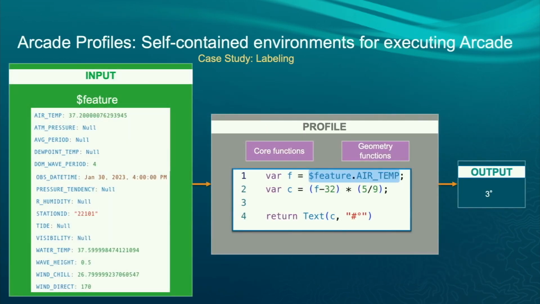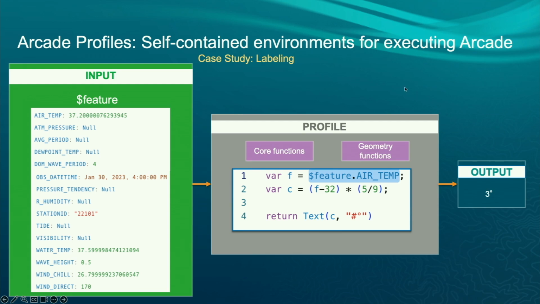So just to give you an idea of how the function bundles and profile variables work within a profile, we'll take a look at this case study in the labeling profile. So our input, this dollar feature, that's our profile variable for the function. And we can see this is some weather data. We have the air temperature, humidity, et cetera. And so that's our input to our profile.